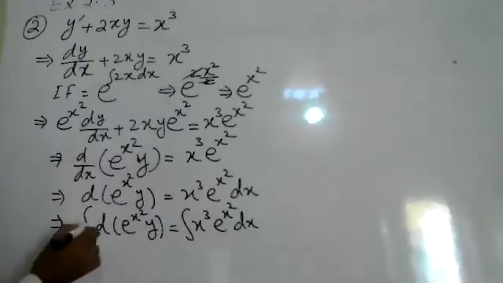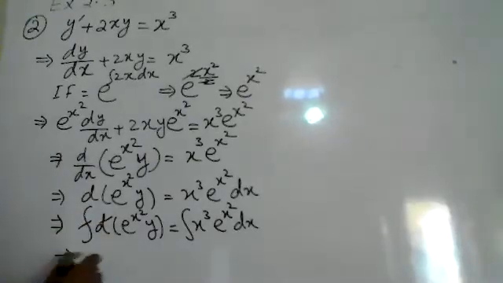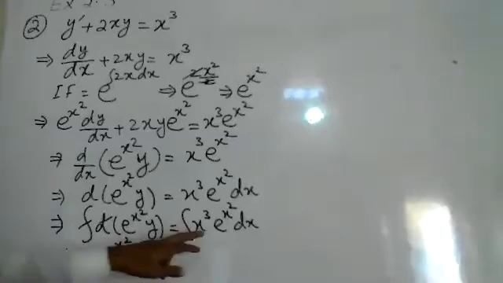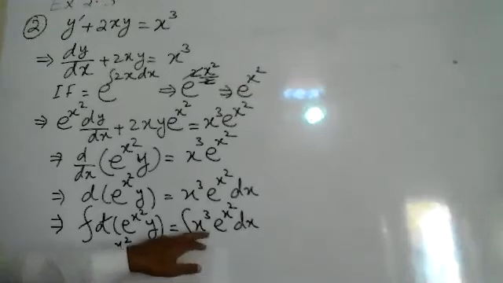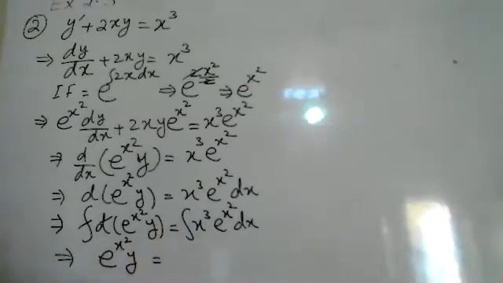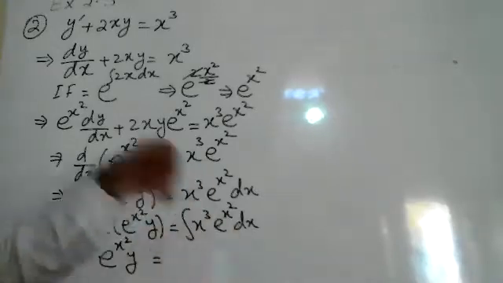So this is cancelled. Here we will get e raised to power x square y. But that will be integrating by integration by parts. There are two numbers, u dv. We will use the formula of integration of u dv to solve this one, the integration of x cube.